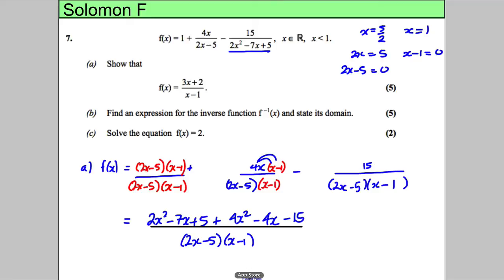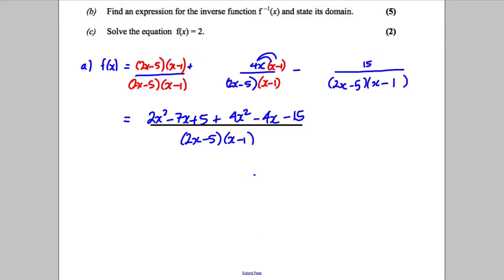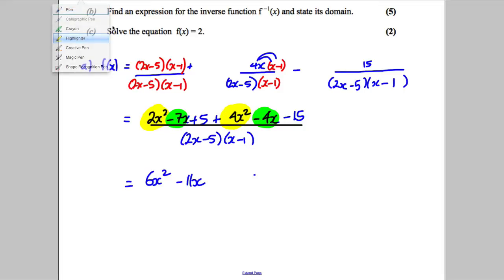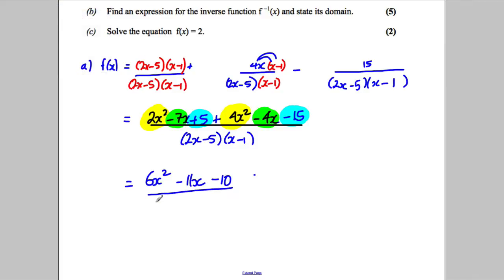Now it's a bit of tidying up with algebra, simple as that from this point here, and we should get our answer. So we've got 2x squared add 4x squared, which is going to be 6x squared. We've also got negative 7x, take away another 4x, which would be negative 11x. And we've got 5 take away 15, which is negative 10. So negative 10, all divided by 2x take away 5 and x subtract 1.